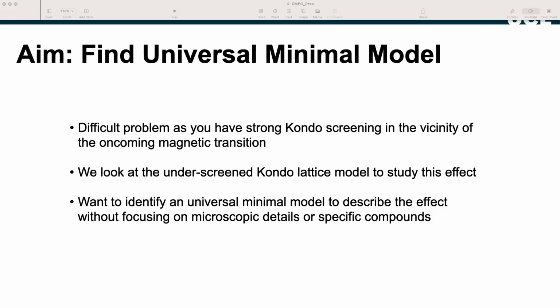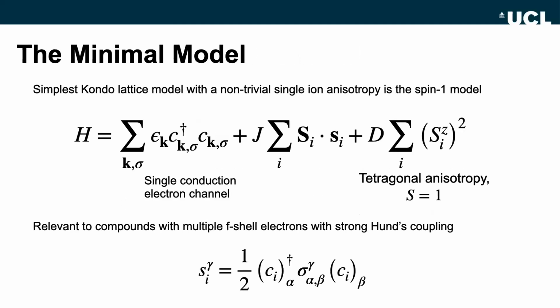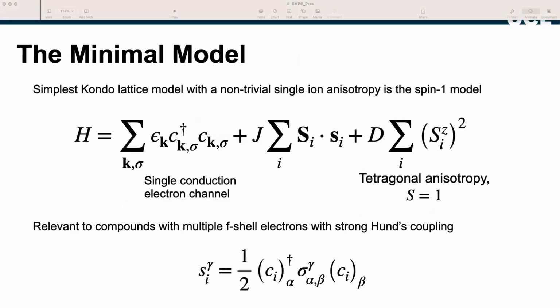So in that regard, we consider an unscreened Kondo lattice so that we can have strong correlations, strong Kondo screening, and still have magnetic order. Yes, and it's difficult because, well, it's a difficult thing to do. So our model here is the simplest possible model we can come up with.